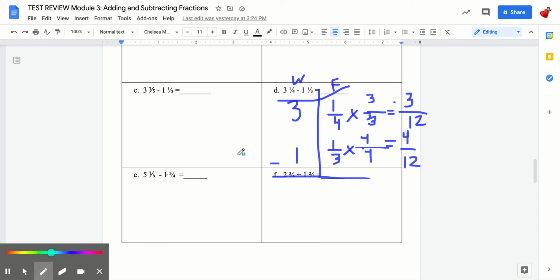This is where I need to borrow from my 3 wholes, leave them with 2, and I need to unbundle. 1 whole here is 12/12 because that's what a bundle is here. We're working in units of 12ths. I need to add these 12/12 to my 3/12. I end up with 15/12.